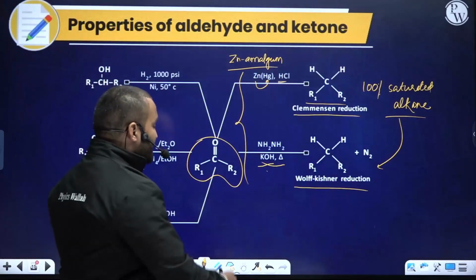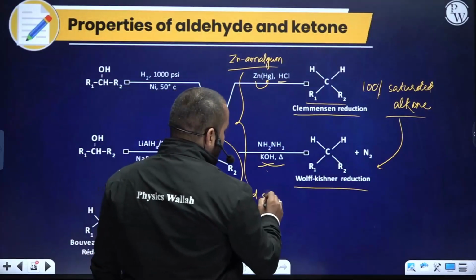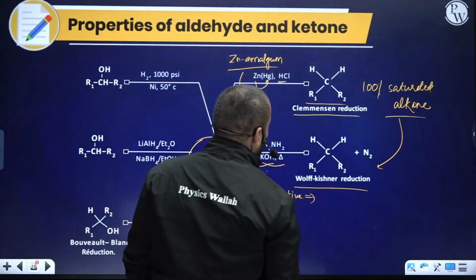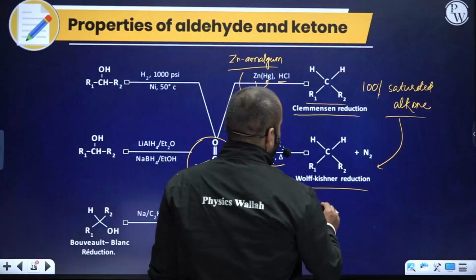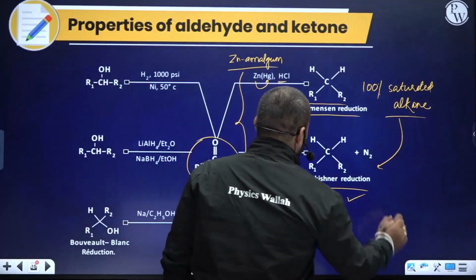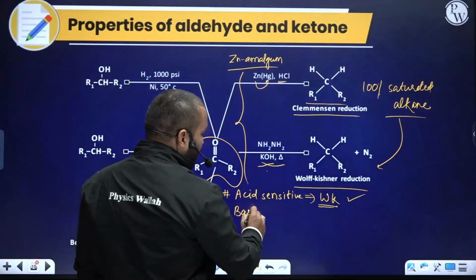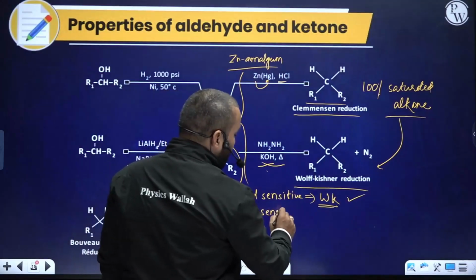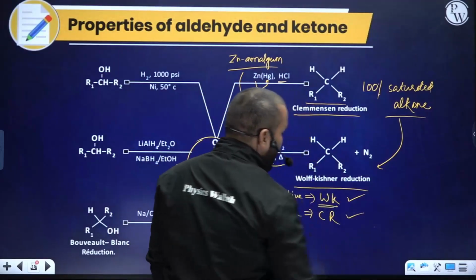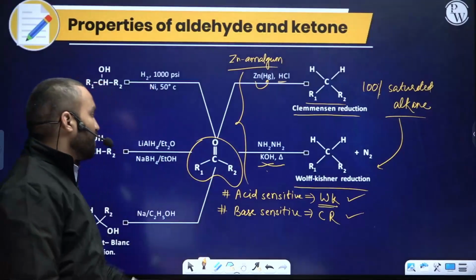So for acid sensitive groups, which reaction is favorable? For acid sensitive, can we use Clemmensen reduction? No, we have to use the Wolff-Kishner reaction. And for base sensitive groups, can we use basic medium? No. What do we need to do then? We need to use Clemmensen reduction, CR. Very, very important, guys. Very important reactions these are.